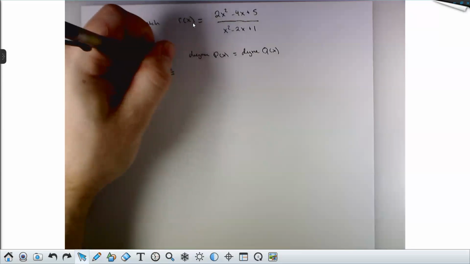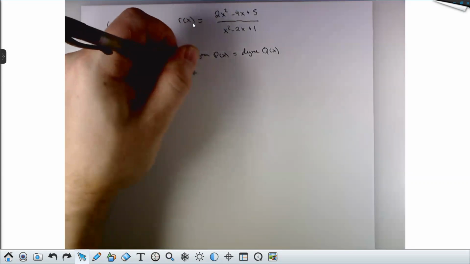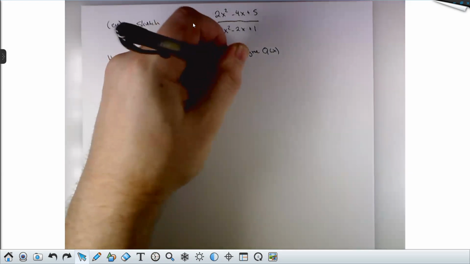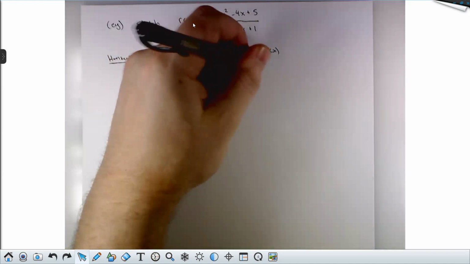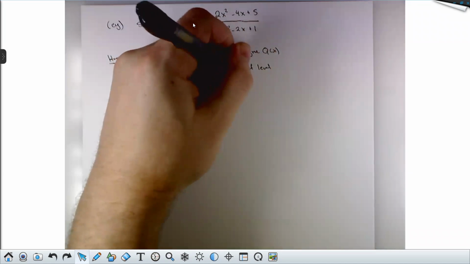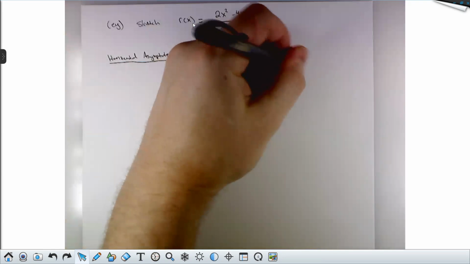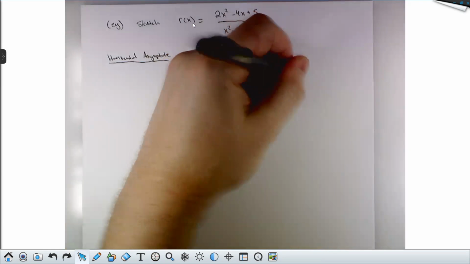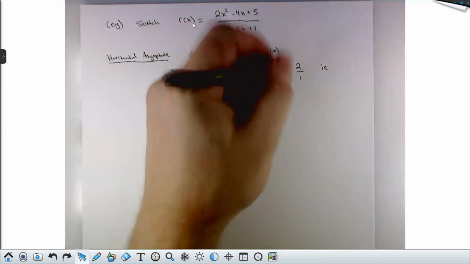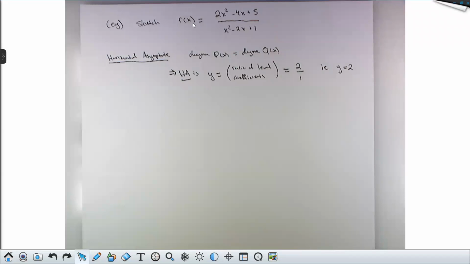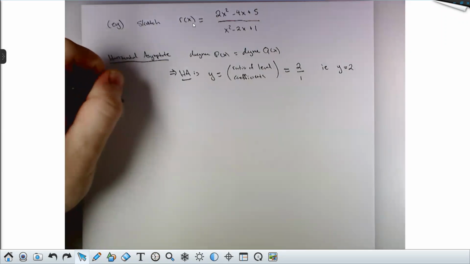Which tells us that the HA is the line y equals the ratio of lead coefficients. So the lead coefficient upstairs is 2, and the lead coefficient downstairs is 1. i.e., the horizontal asymptote is the line y equals 2 over 1, or y equals 2. What about vertical asymptotes?